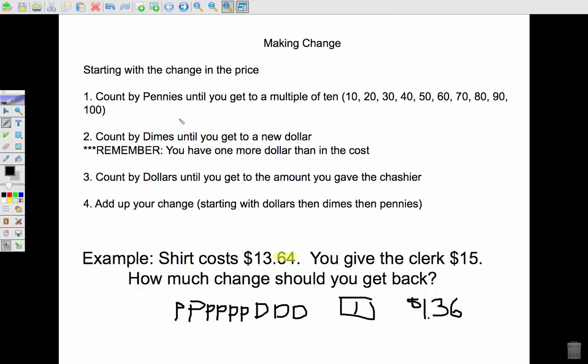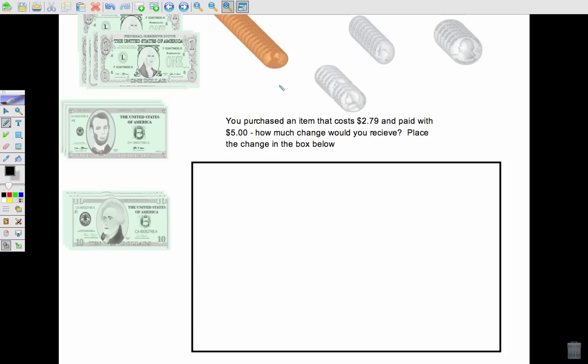Let's try another one without those steps written out right in front of us. You purchased an item that cost $2.79 and paid with a $5 bill. How much change should you receive? Place the change in the box.